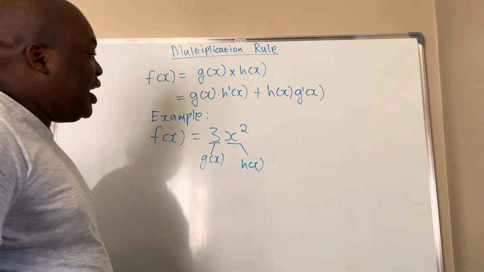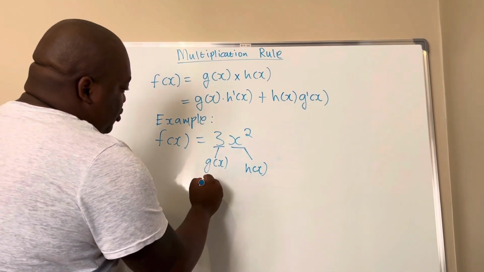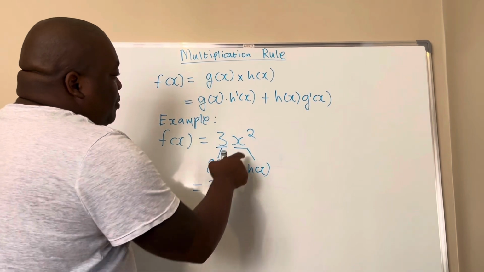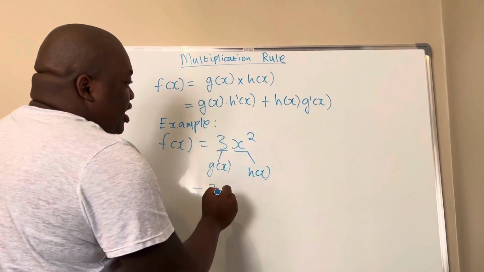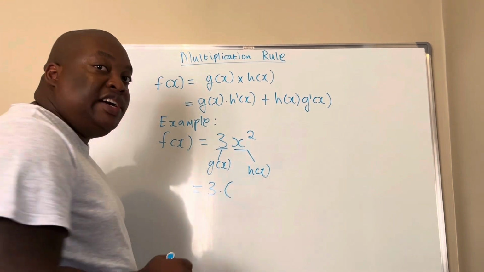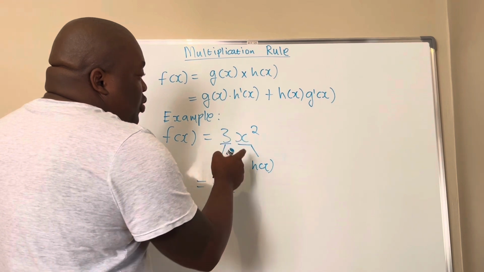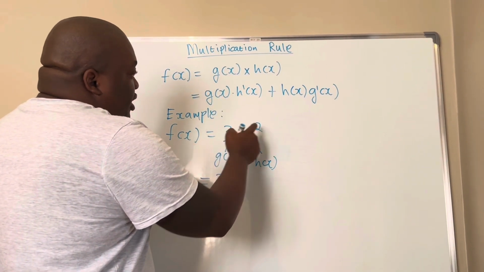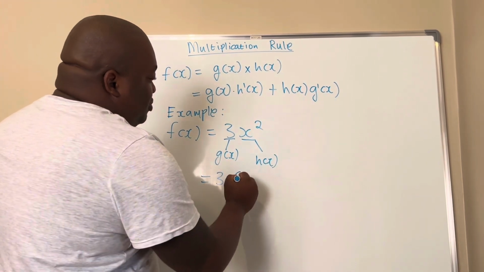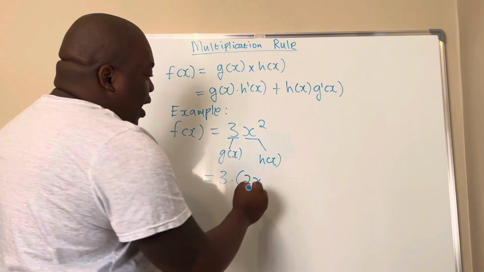So how you apply the multiplication rule, it says take the first term, which is 3, multiply by the derivative of x squared. What is the derivative of x squared? What do you think is the derivative of x squared? 2x. How do we find 2x? We bring the 2 down, we subtract 1. So it means it will be 2x, 2 minus 1, which will be 1.